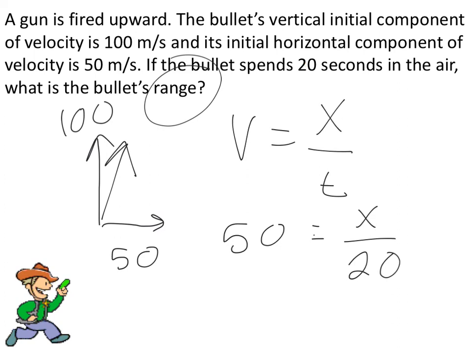20 seconds spent in the air. That 20 goes right there. So in this case, to find x, it's 50 times 20, or 1,000. The bullet travels 1,000 meters, because we multiply by 20 to cancel this out. Multiply by 20 over here. 20 times 50 is 1,000.